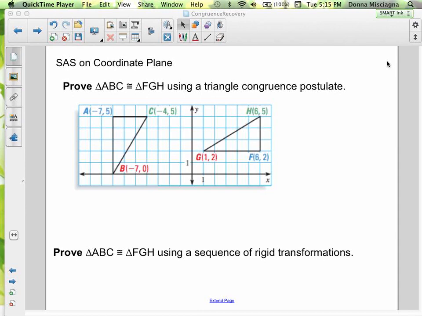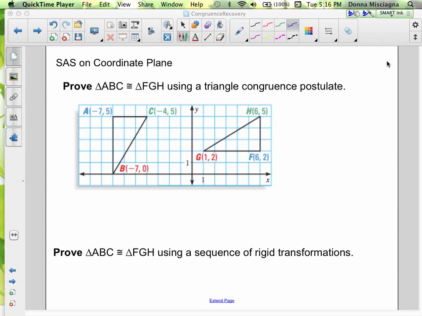Welcome back. All right, so we're going to prove our triangles congruent using a triangle congruence postulate. We actually could do one of two different postulates. So actually, let me show you how to prove it two different ways. So it says side angle side, but we'll actually prove it two different ways.